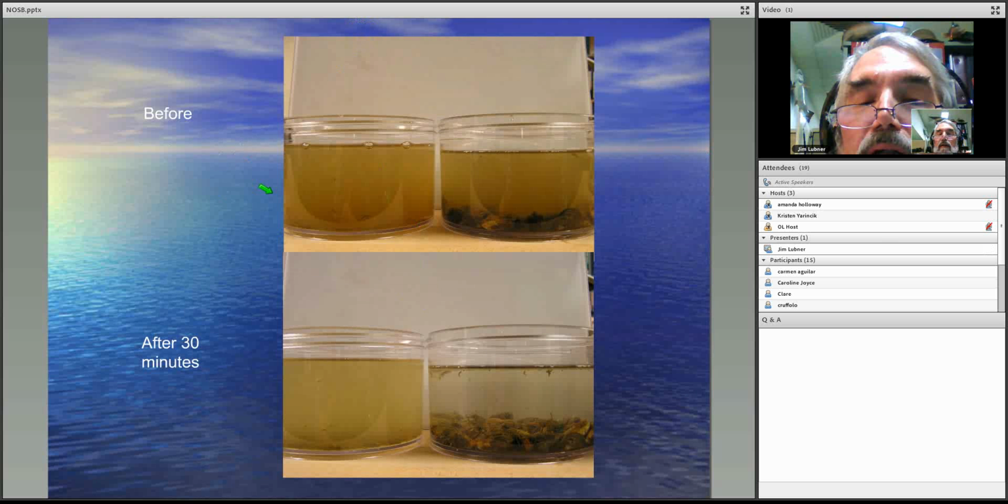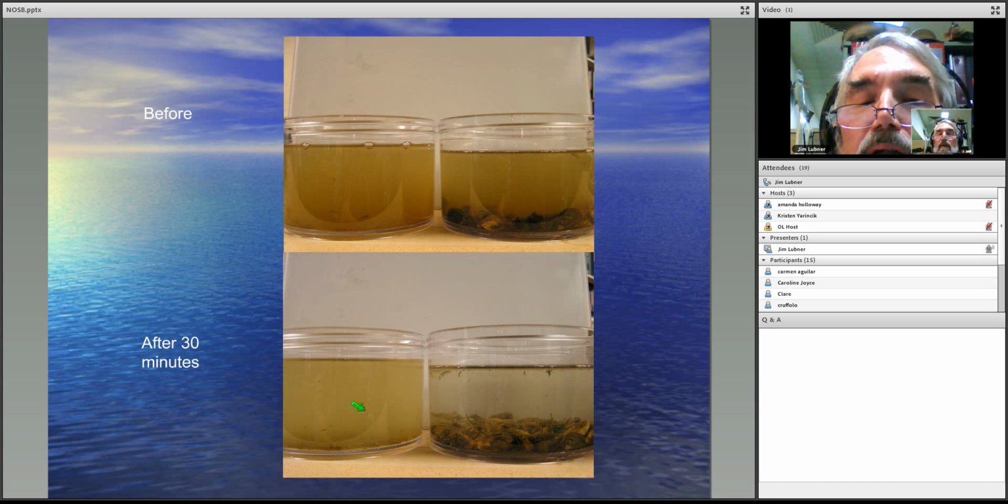But one of the things that zebra mussels do is to clear the algal particles out of water. And this is a before picture with a control and zebra mussels. This is an after picture, again with a control.